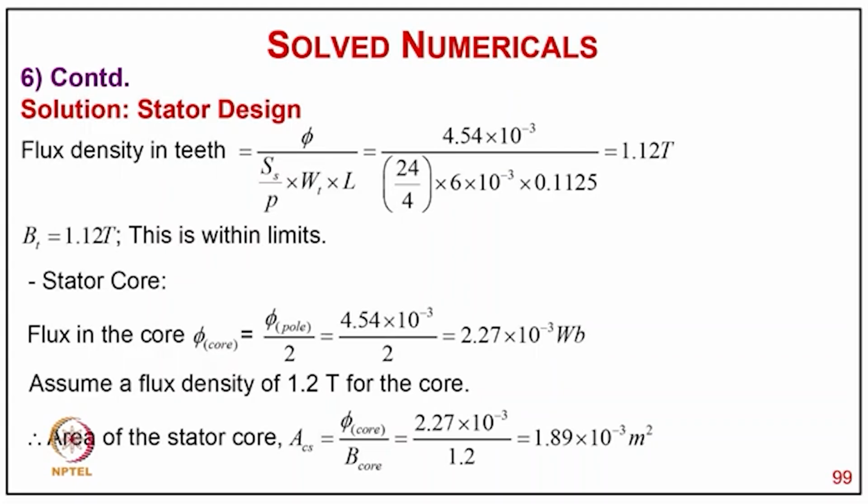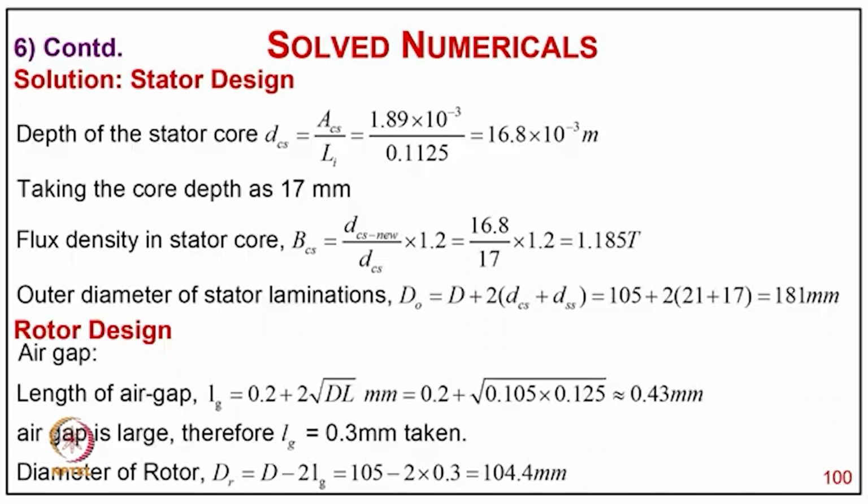So now coming to calculation of stator core, flux in the core phi core equal to phi whole by 2. So putting value, it comes 2.27 into 10 power minus 3 Weber. Assuming the flux density of 1.2 Tesla for the core, the area of stator core is Acs equal to phi core upon B core. This comes 1.89 into 10 power minus 3 meter square.